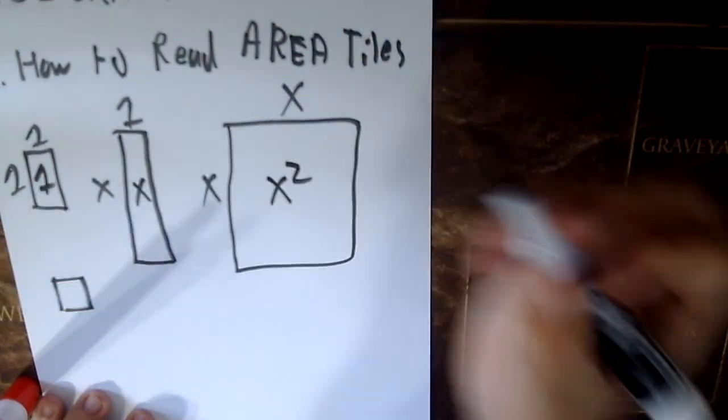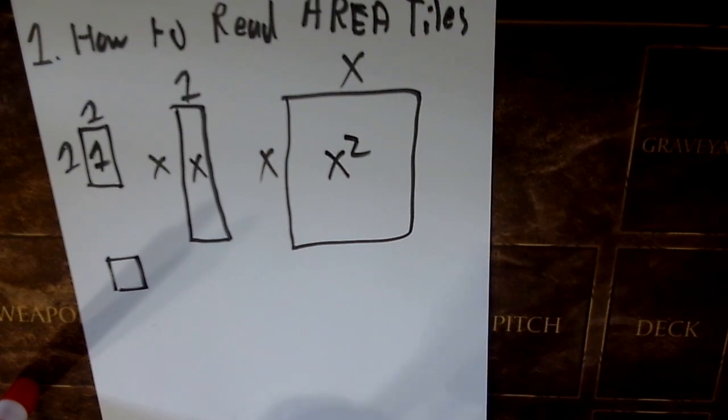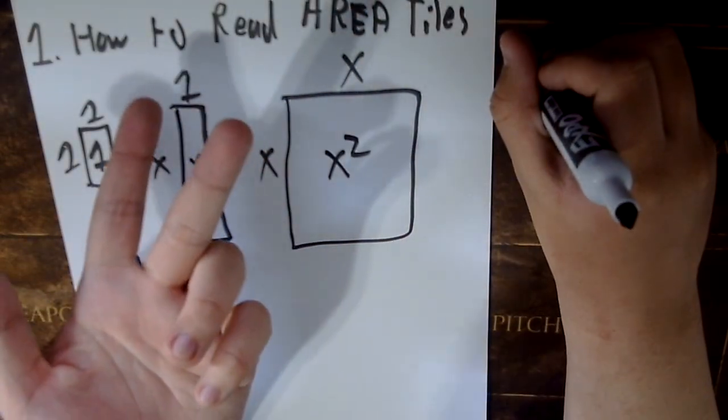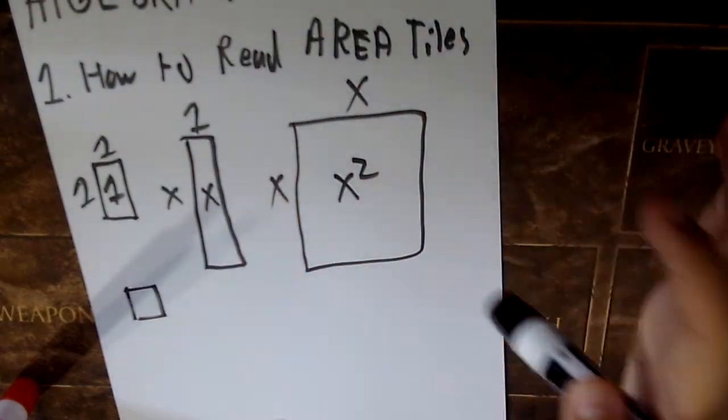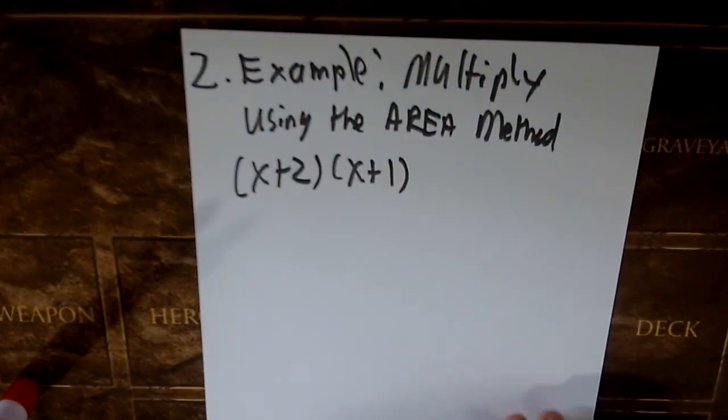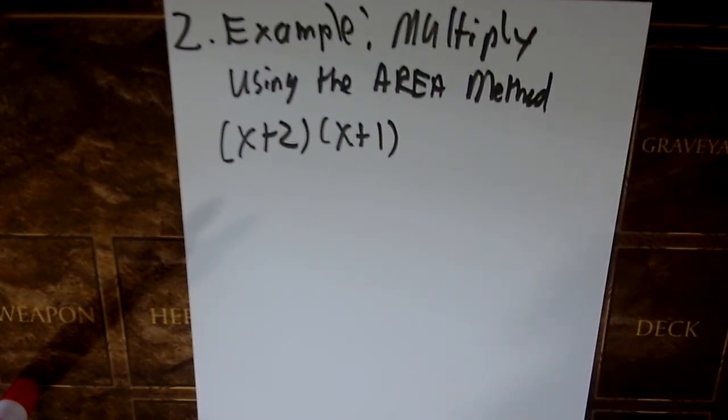Okay? And so please get out a notebook, pen, pad, blackboard, whiteboard, whatever, so you can start working on examples. And so I'll move on to the first example. Multiply using the area method, x plus 2, x plus 1.